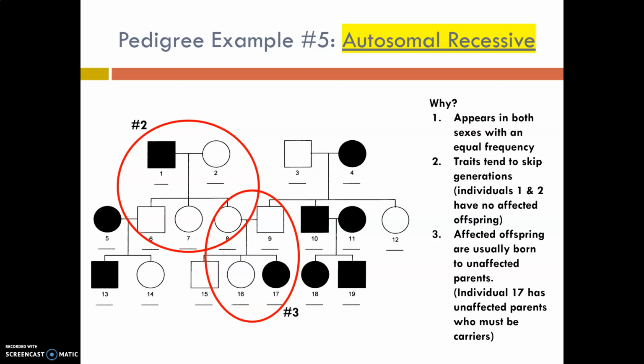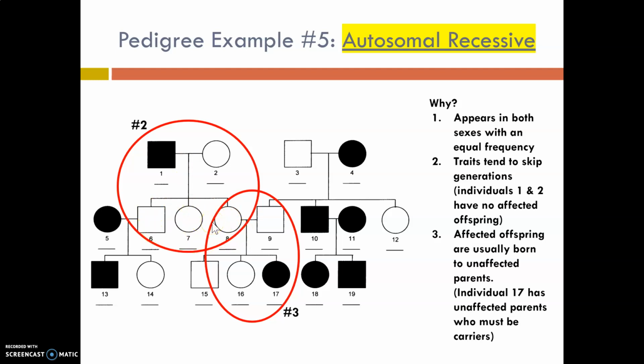However, individuals 1 and 2 have one person affected there, and they have no affected offspring. Number 5 in this pedigree over here is not one of their offspring. They're married to one of their offspring, but it's not one of their own. So this trait did not come genetically from these parents. Individuals 1 and 2 here have no affected offspring, so it skipped the second generation here for them.